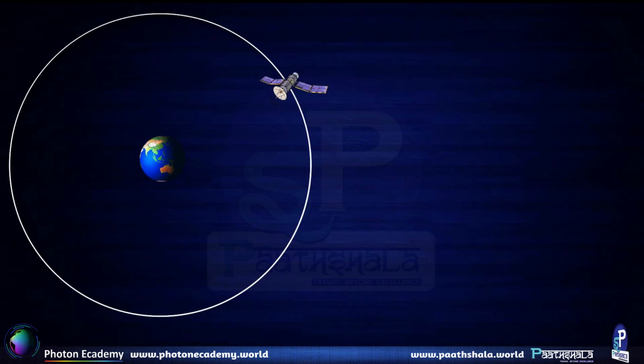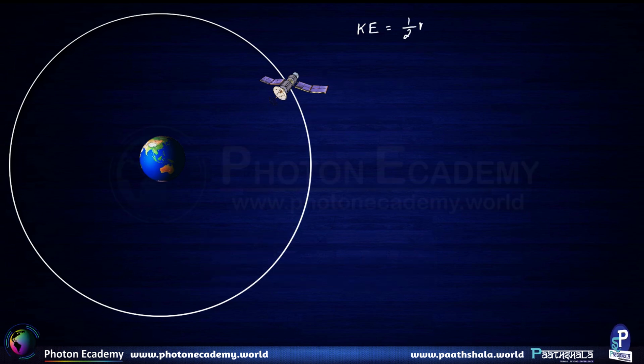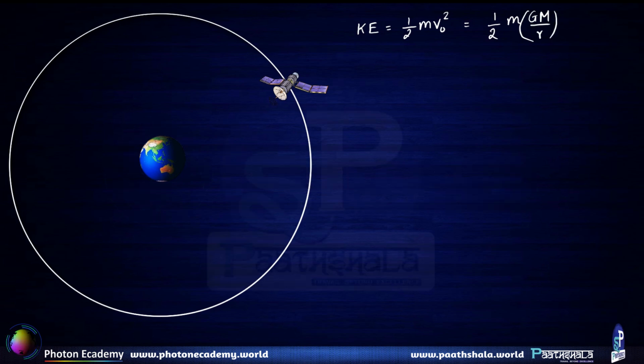So let us do the analysis of energies of a satellite that is moving around the Earth in a circular orbit. There are two kinds of energies that the satellite is going to have. The kinetic energy is going to be equal to half mv square, where v is the orbital velocity. We know that the orbital velocity is given as under root GM upon r. So this is going to be equal to half GMm upon r.